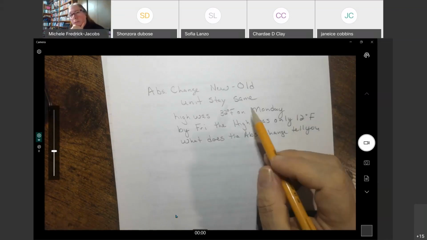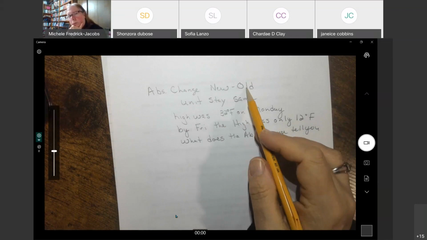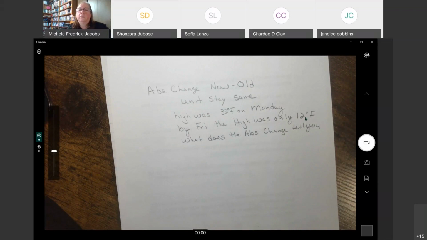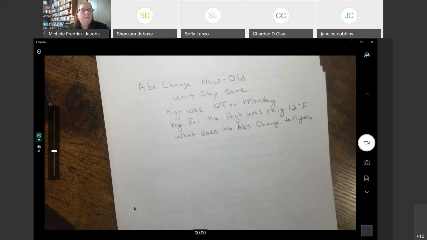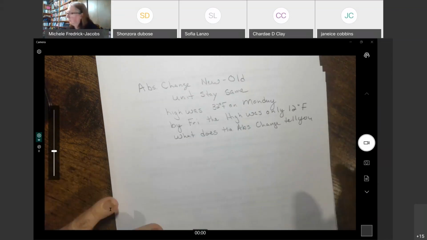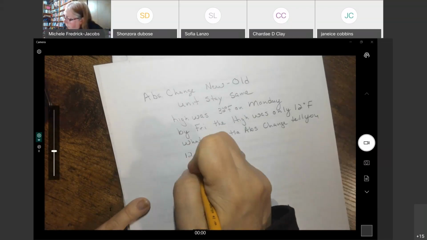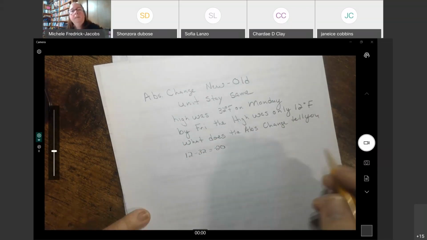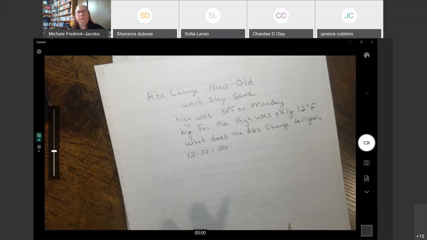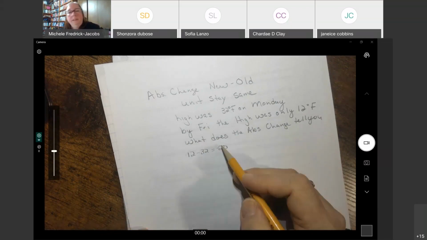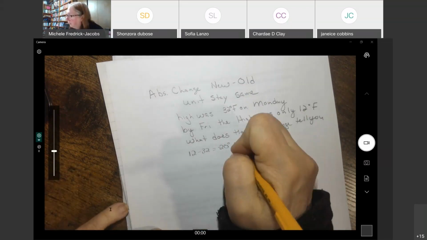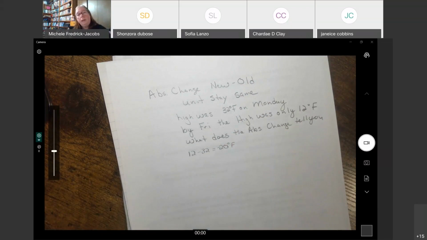And what you want to remember is it's new minus old. So then if we subtract them, we would go 12 minus 32, which is 20, but it's a negative 20. A lot of the ones we were doing were positive, and so that's why I wanted to make sure I got a negative in there. What that means is it was a decrease of 20 degrees Fahrenheit. So the units stay the same, degrees Fahrenheit. Negative means decrease, positive means increase.